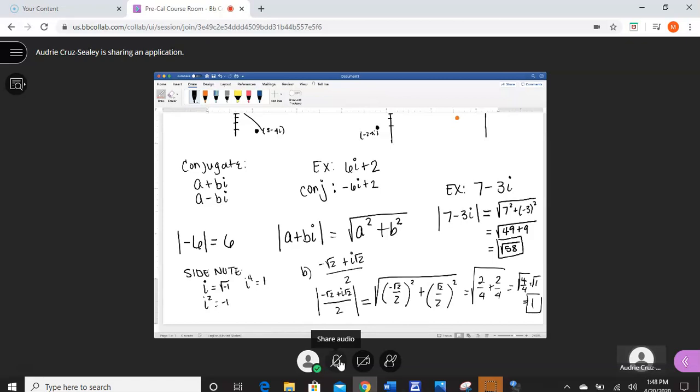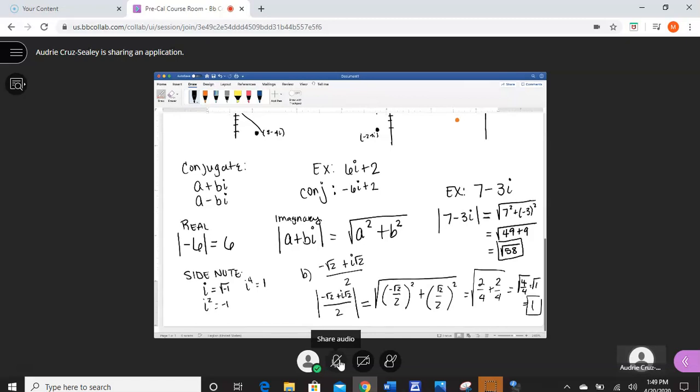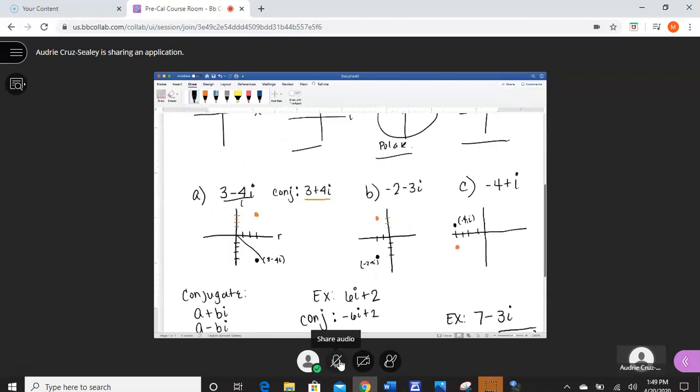We okay? Is everybody okay with how to find the absolute value of an imaginary number? So this is kind of what I'm doing today. I'm going to start with a real value, which you should know how to do, and then talk about how you do the same operation, but with an imaginary number. Is that okay? Okay, moving on.